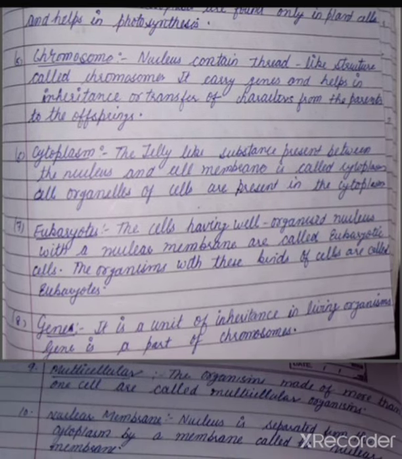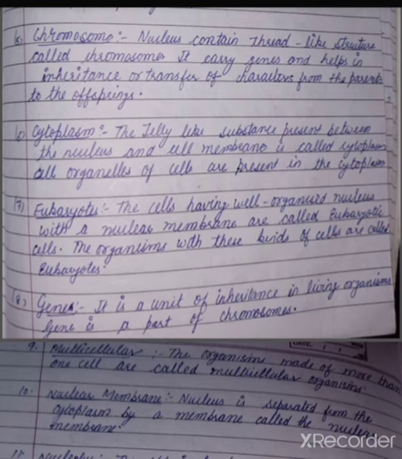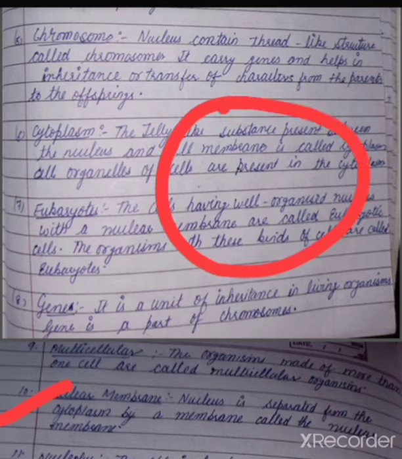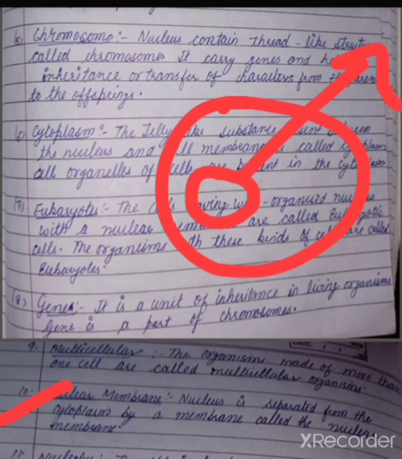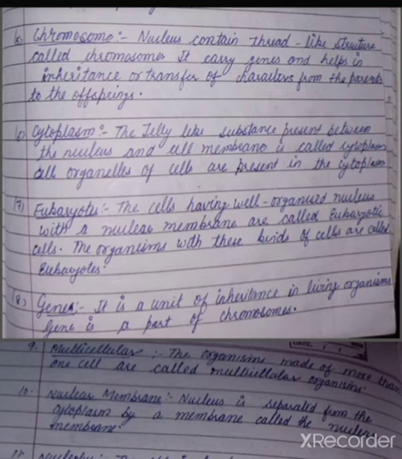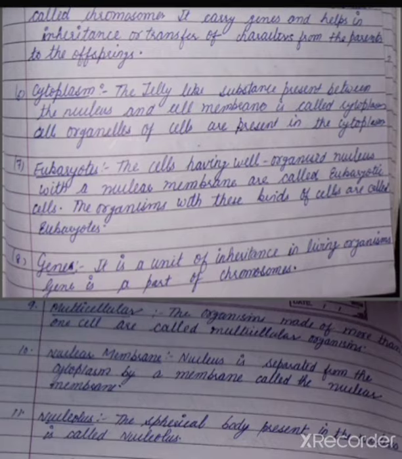Now after this, the next key term is nuclear membrane. The nucleus is separated from the cytoplasm. Like, this is the cell and this is the nucleus, and the membrane that separates the nucleus from the cytoplasm is known as the nuclear membrane. And then the 11th key term is nucleolus.